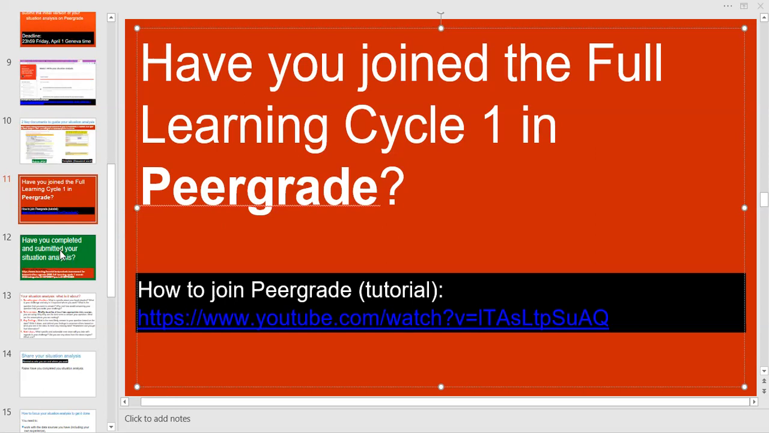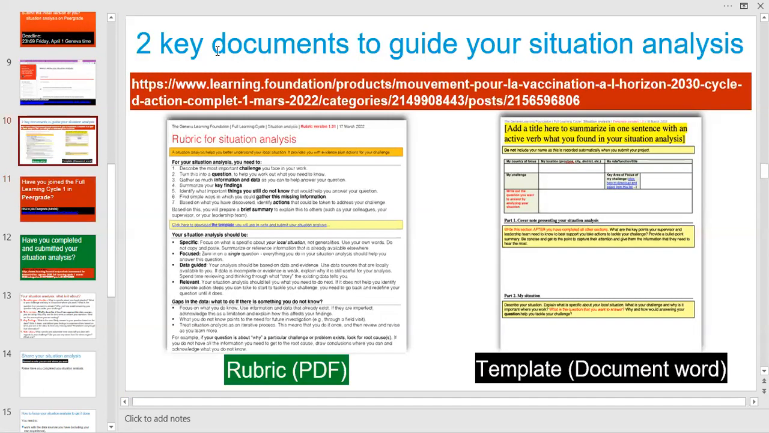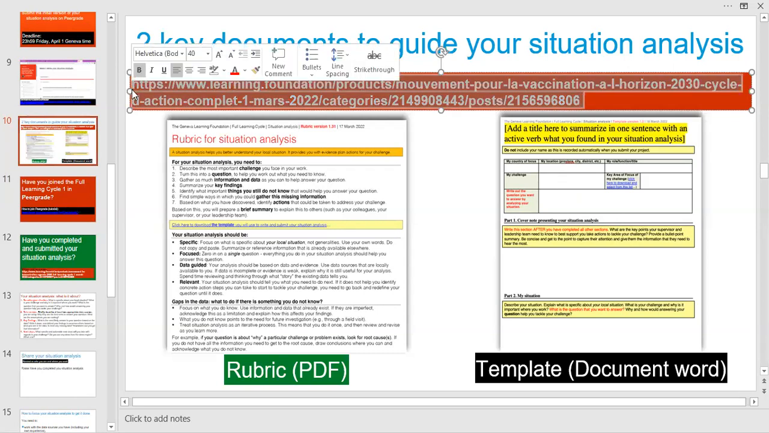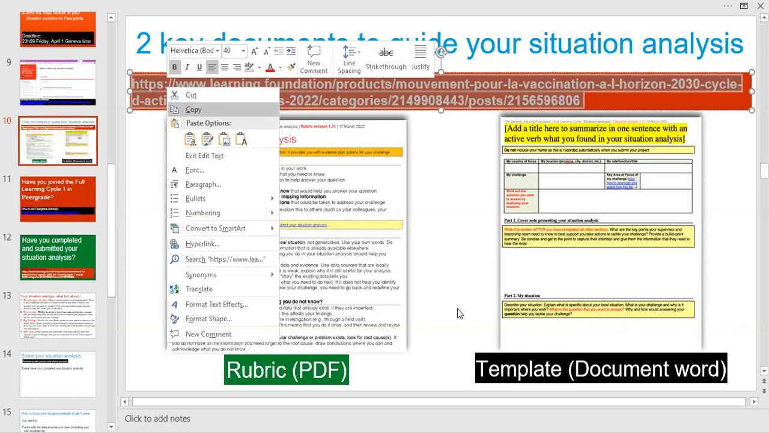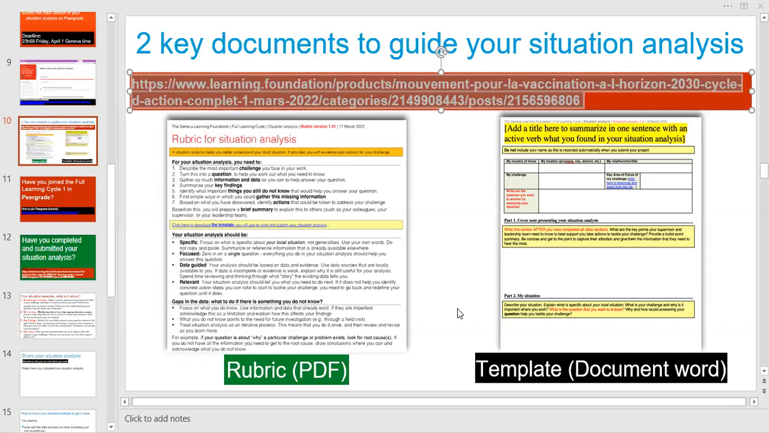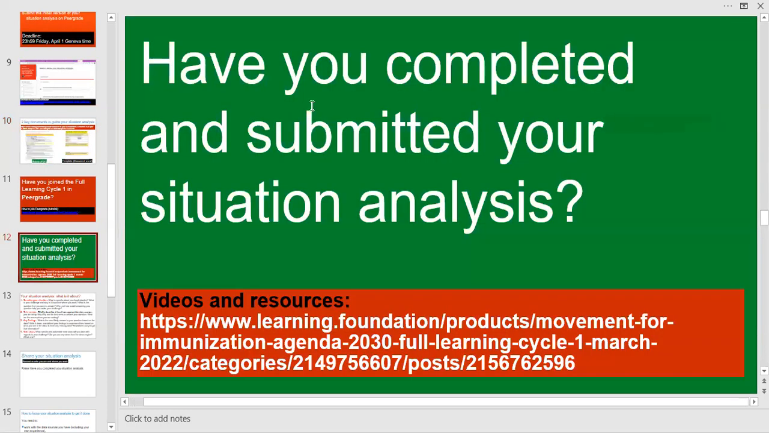The next thing I want to talk about is the 2 key documents that you need to use to guide your situation analysis. Those documents are the rubric, which is like a guidance document that specifies a series of criteria that you need to follow to develop a good situation analysis, and the model, the template, which is a Word document on which you're going to type your situation analysis. To download those 2 documents, I'm sharing the link with you in the chat. You can click on that link to download these 2 documents, which are essential for you to develop your situation analysis.